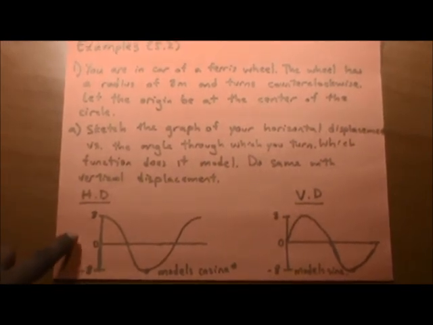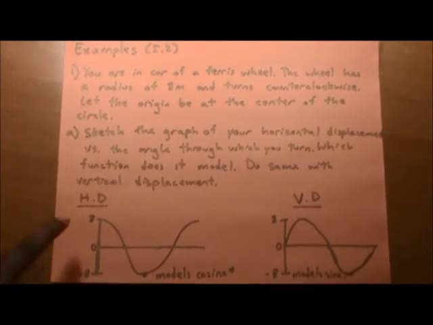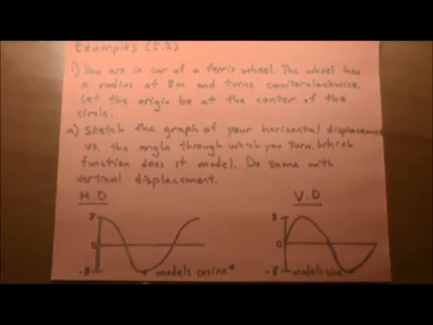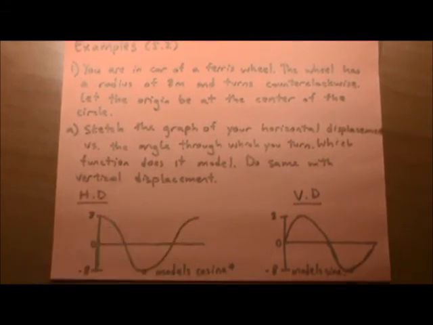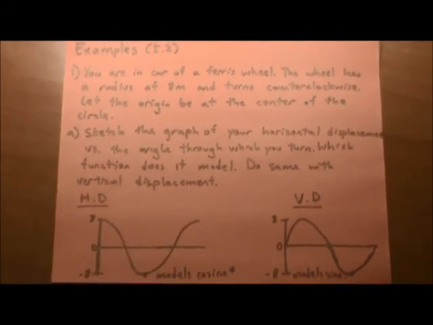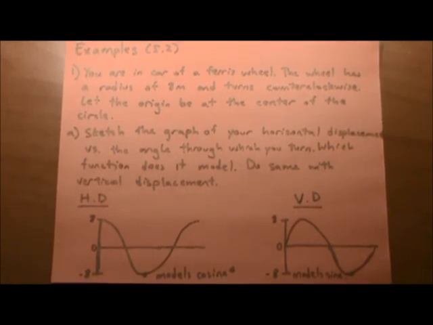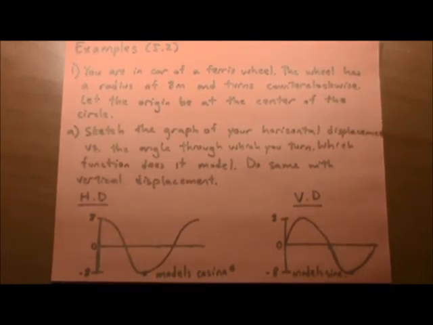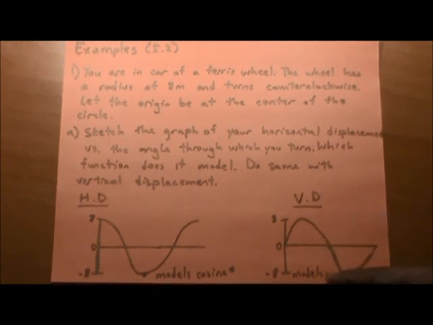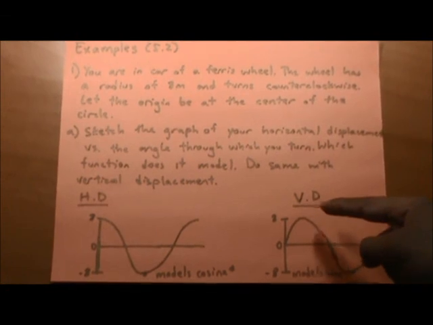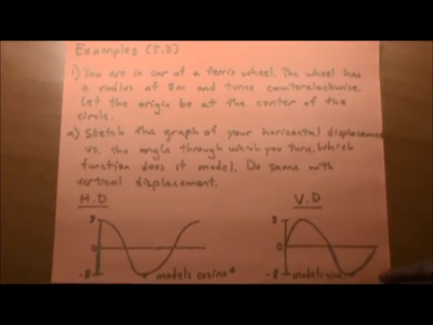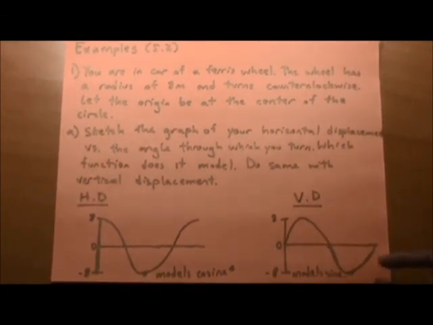So here you have the graph of the horizontal displacement. It starts at 8, dips down to -8, and goes back up. Now, as we looked at before, this has a similar shape as a cosine function. So, it models the cosine. Now, when you look at the vertical displacement, it starts at 0, goes up to 8, comes back down to -8, and reaches 0 again. Now, this looks exactly like the sine function. So, it models the sine.